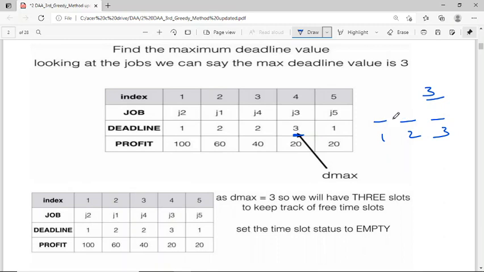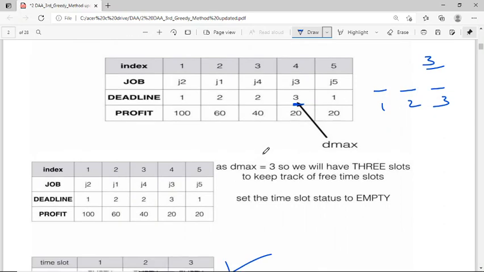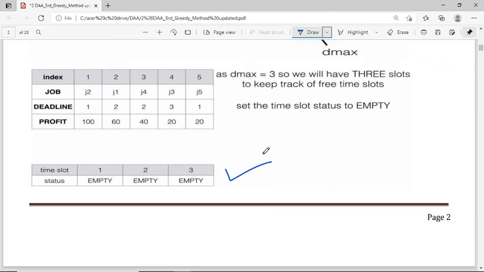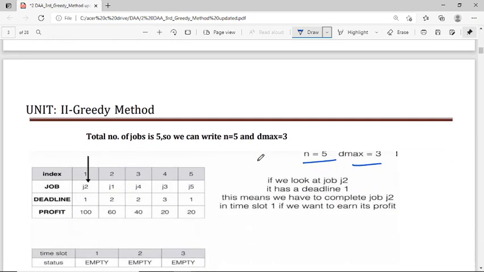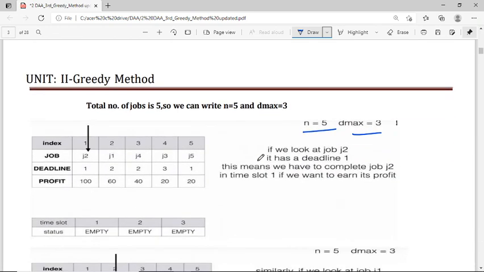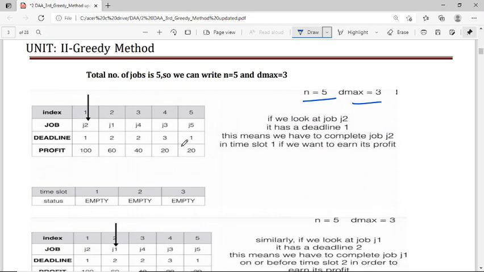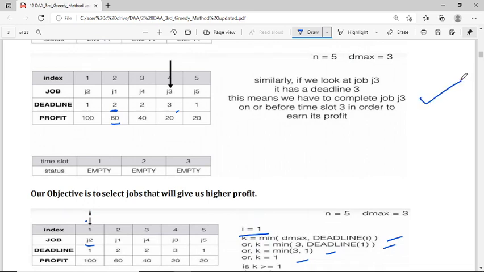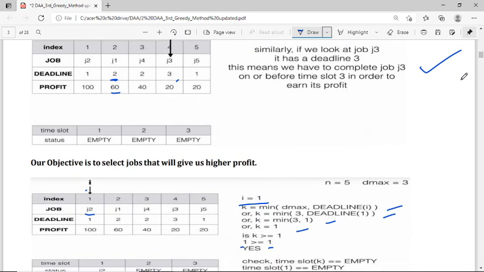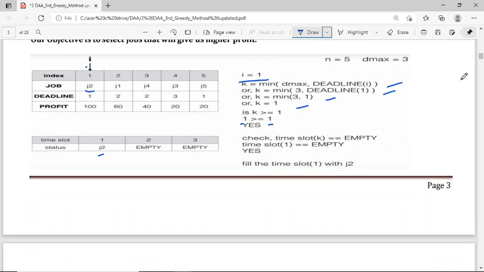So we have the 3 slots, 1, 2, 3. Okay, like this we make the table, and every time slot is empty. Okay, so with this process we are checking in which slot we can complete each task. 1, 2, 3. Okay, so you can do this in the exam, or directly you can start from here.